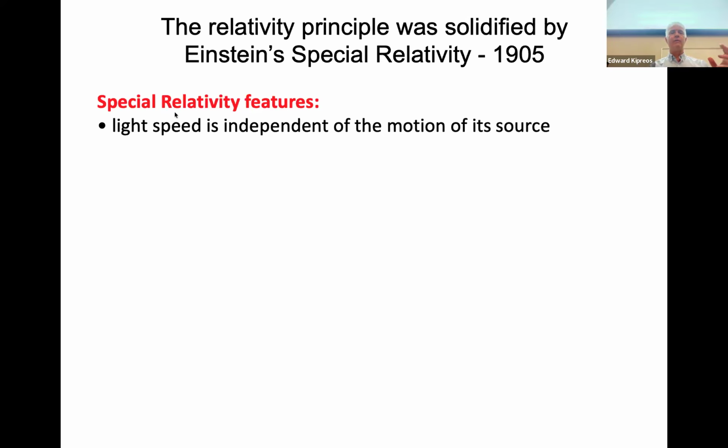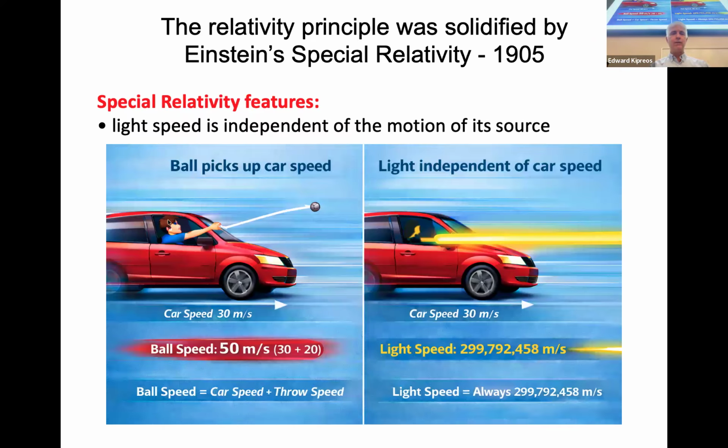And I have to go over a few of these features of special relativity so you can understand the talk. So one feature is the speed of light is independent of the motion of its source. So here's an analogy. Here's somebody going in a car at 30 meters per second, and they're throwing a ball out of the car at 20 meters per second. So to a stationary observer who's watching both of these things, the ball is actually going at 50 meters per second because it was going 20 from the car, but it also picked up the car's velocity of 30 meters per second.